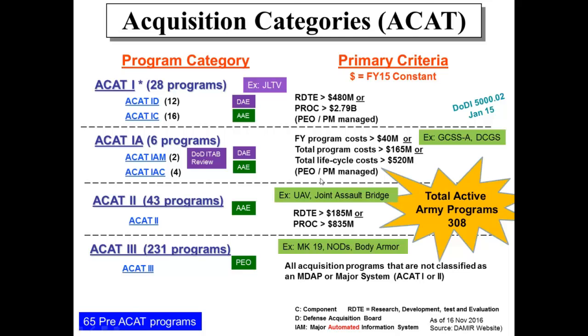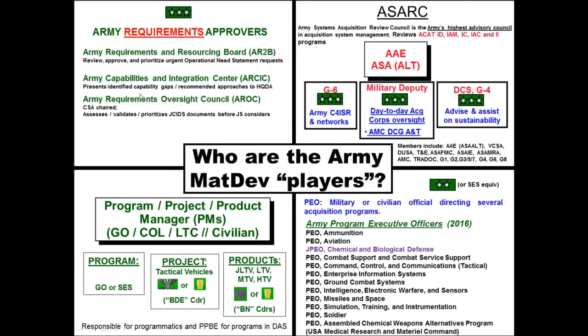Okay, so who are some of the key players in the Army requirements approvers? If it's an urgent need, an operational need statement, you may have had some experience with those in Iraq or Afghanistan or Syria or wherever. That's the AR2B that does that quickly. ARCIC, which we've talked about, looks at capability gaps, and we'll talk about the AROC in a minute.